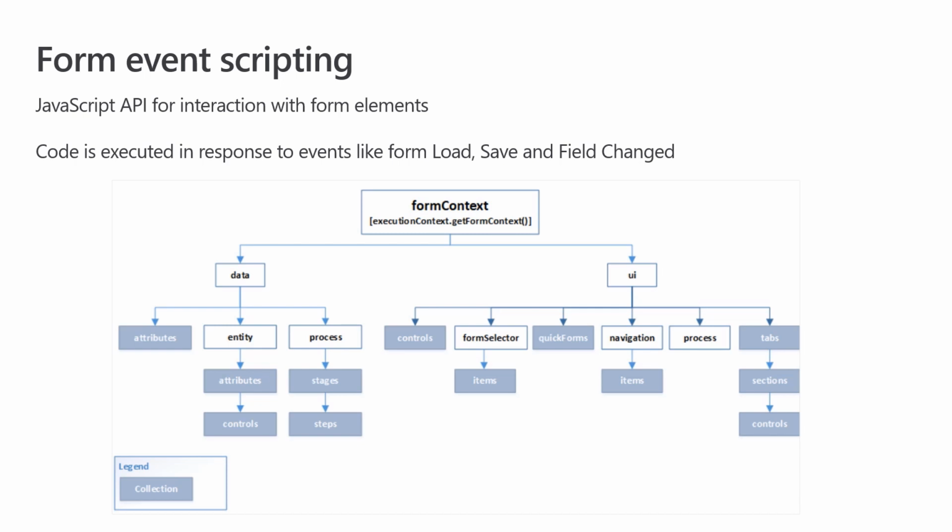Let's take a little deeper look at the client API for JavaScript. This basically allows you to interact with the hosting form. Essentially, what you're implementing is business rules, but you're implementing them in code.